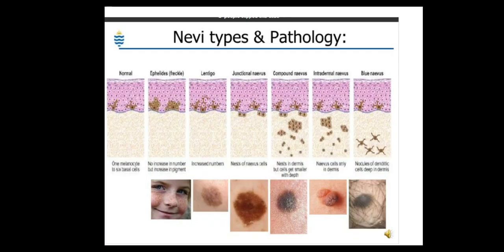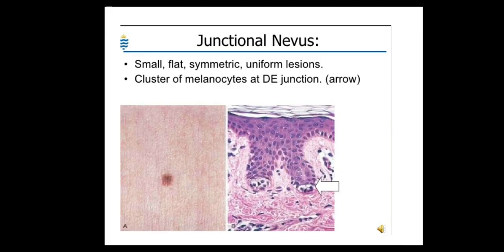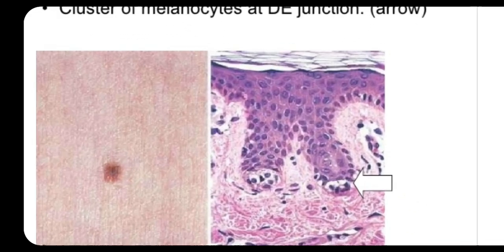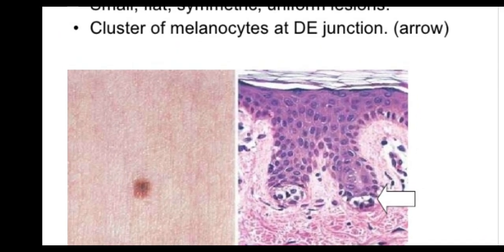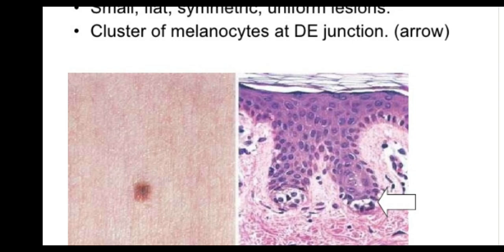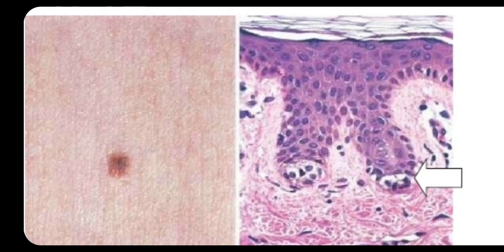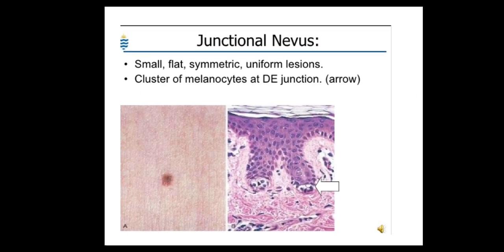Okay, there are different types of nevus. You have junctional nevus, compound nevus, and intradermal nevus. Junctional nevus, as the name implies, is at the dermo-epidermal junction. These are small, flat, and usually symmetrical, uniform lesions. Here you can see some clusters of melanocytes, usually seen at this junction. This is the epidermis, this is the dermis. So invariably at the junction of both. That's why it is called junctional.